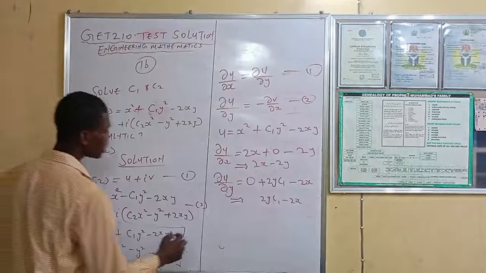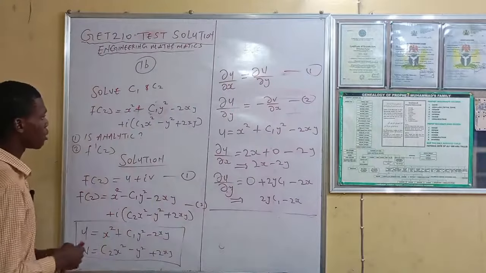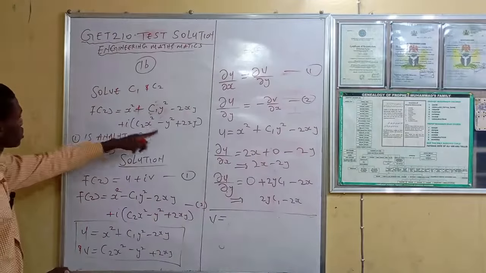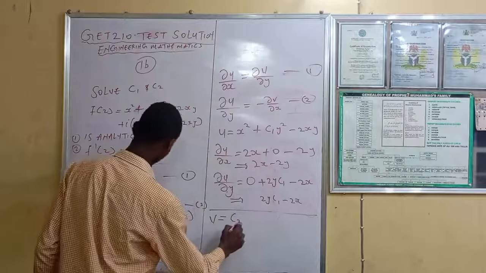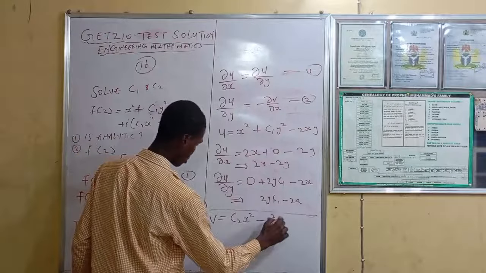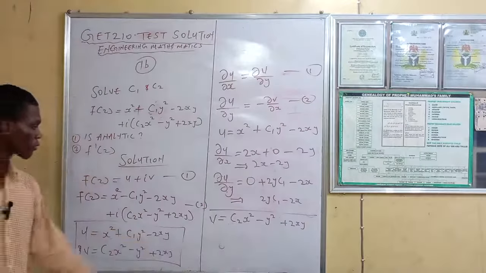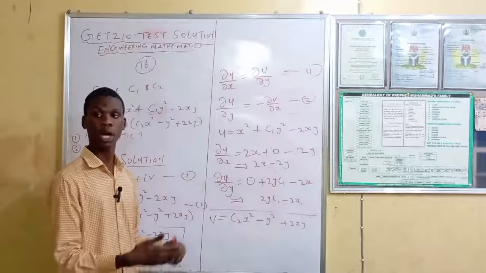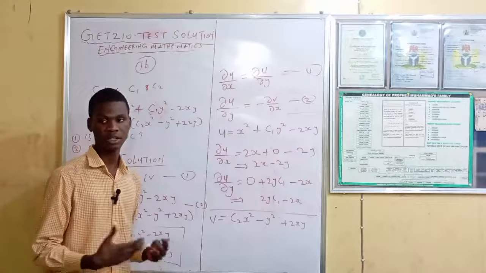Now, let's take the next one. From here, my v, from the given function, is equals to c2 x squared, right? Minus y squared plus 2xy. Abi? Now from here, same idea. I'm differentiating v with respect to x. I'm differentiating v with respect to y, meaning partial derivative.